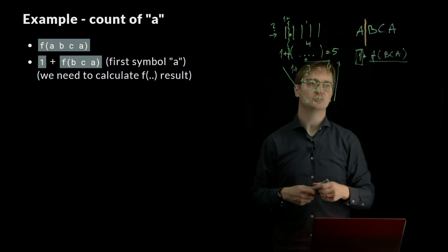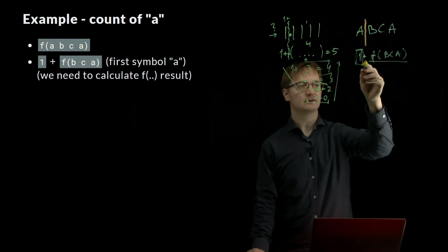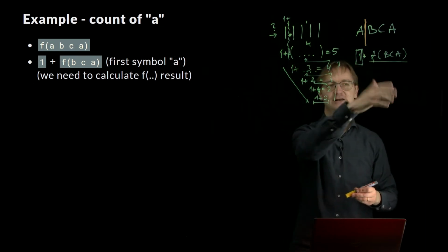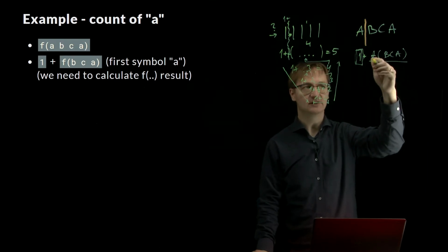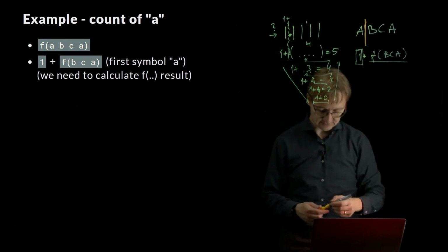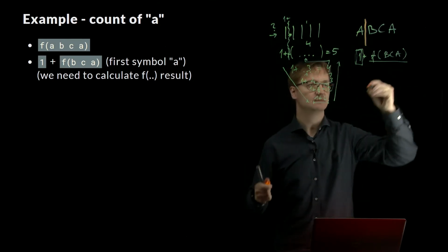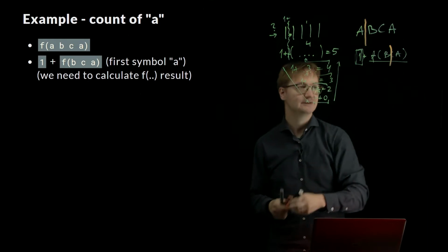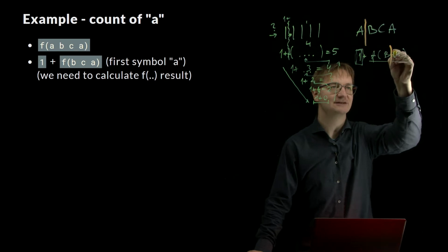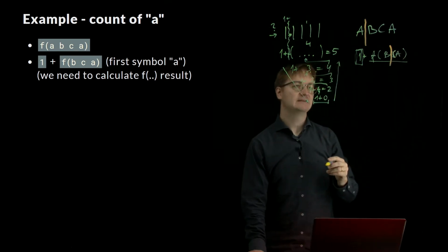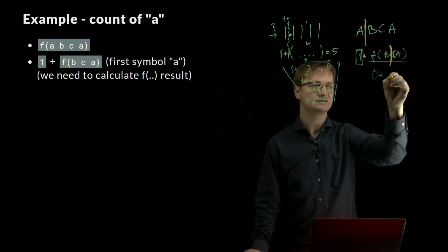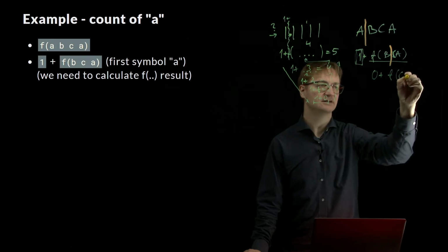To be able to calculate this, Python has to know the result, so now Python starts working with that function. Again, to solve this problem, we take the first part. Sorry, so we take what's between the B and the C. Now, because the first symbol is not A, I can say that it's 0 plus the function of C and A.